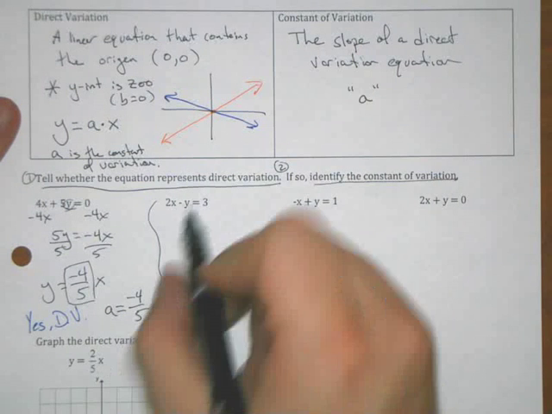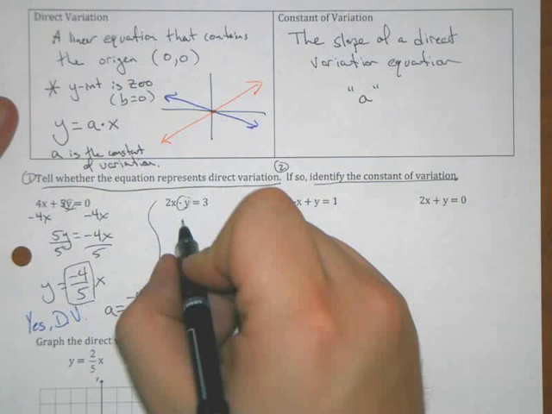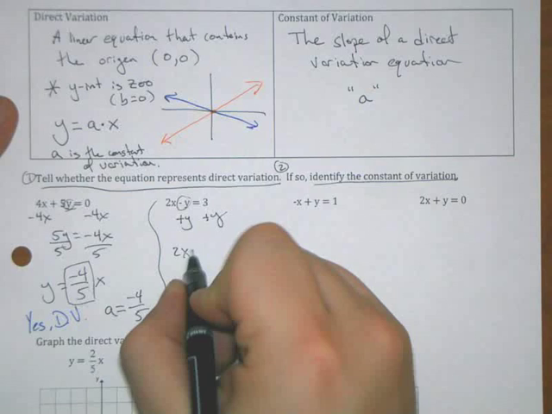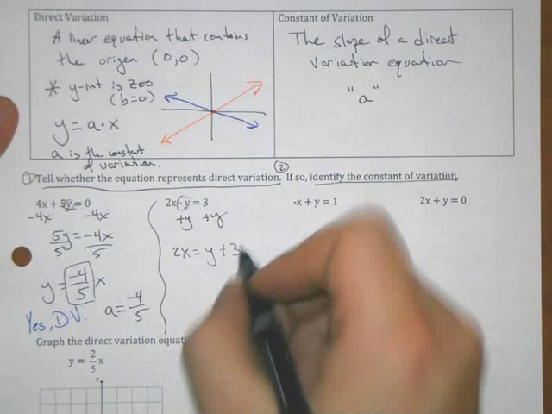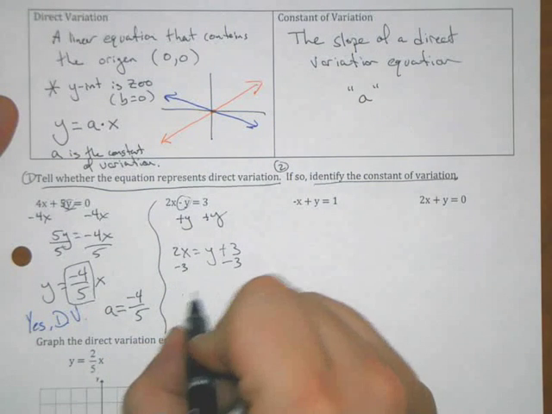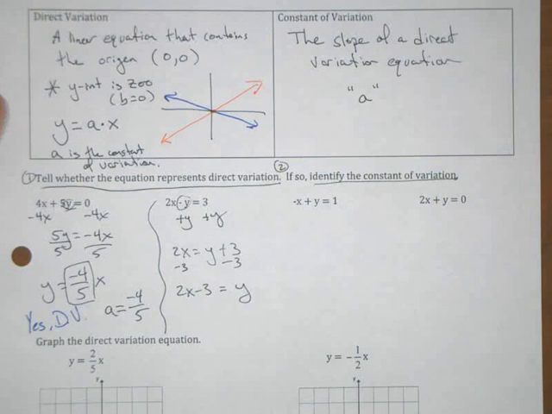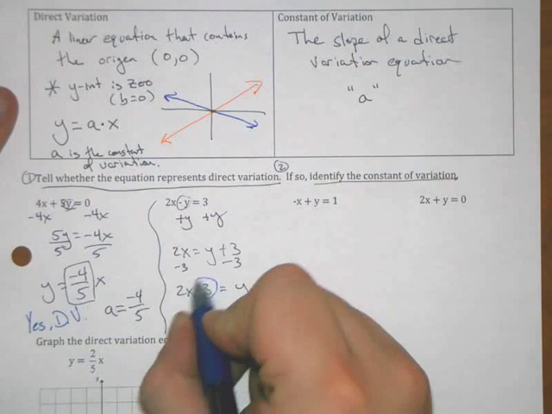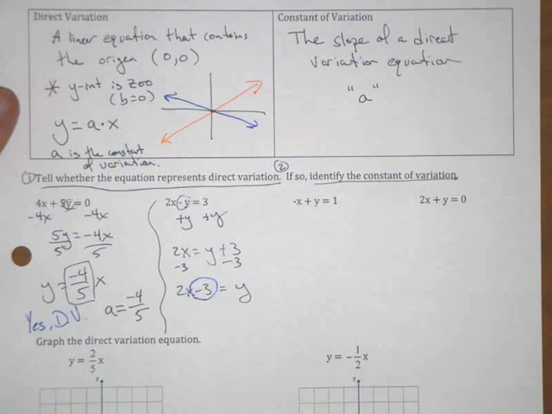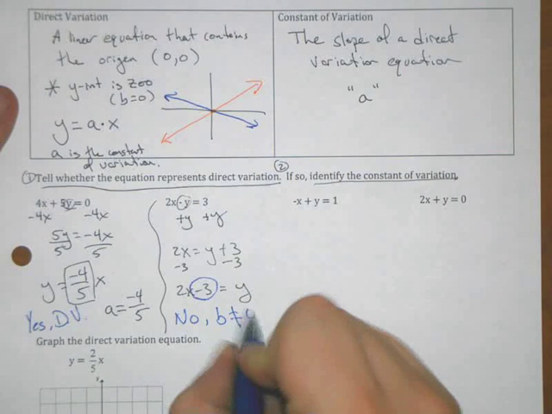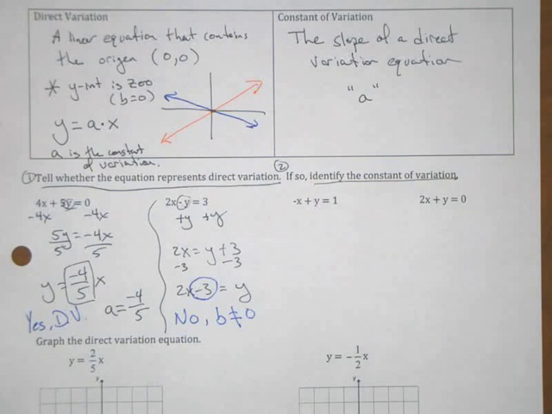So maybe I'll try again here. Here's another equation. Let's try to solve for y. We'll just try a little pro trick here, and I'm going to add y to both sides. I get 2x equals y plus 3. Let's subtract 3, and I'll get 2x minus 3 is y. You could flip this if you really need to. Is this direct variation? Notice that the y-intercept, or b in this case, is negative 3. So no, because b is not 0.